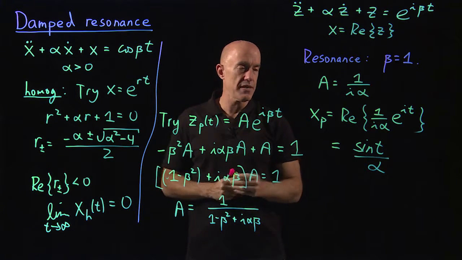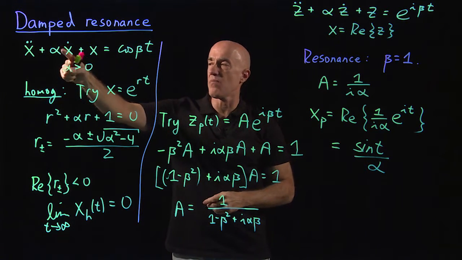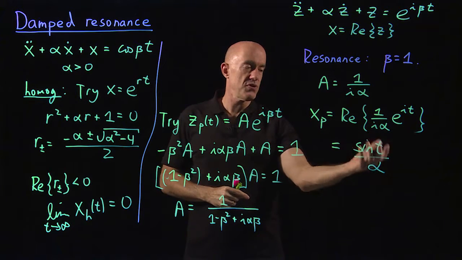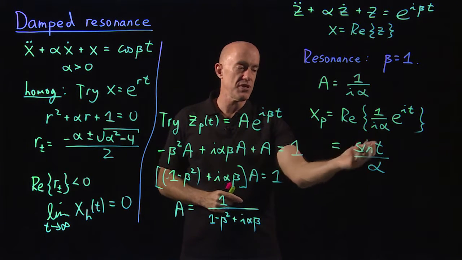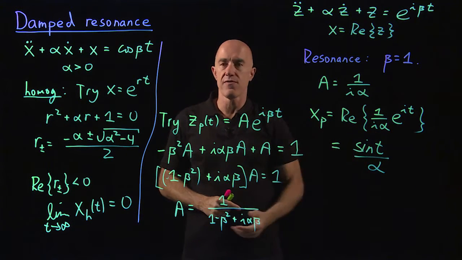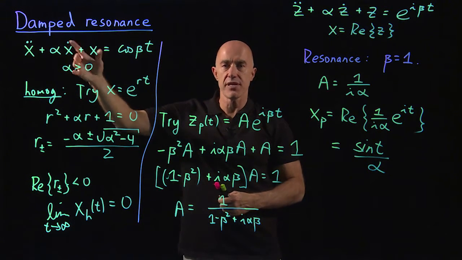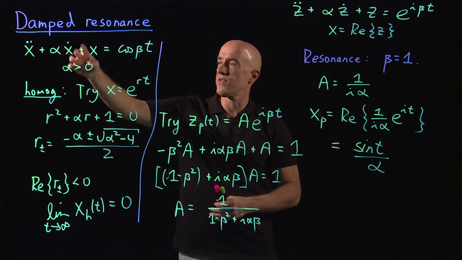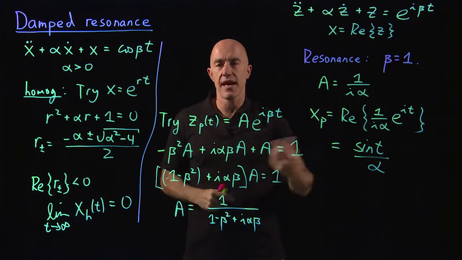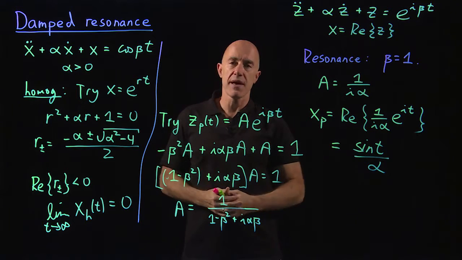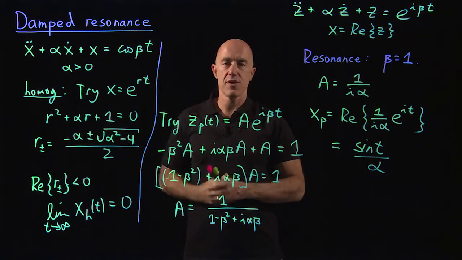The second point is that when the damping becomes small, the amplitude becomes large. The amplitude is proportional to 1 over alpha. So the smaller the amount of friction, the lesser the friction, the larger the amplitude. Certainly you would expect that under damped resonance.